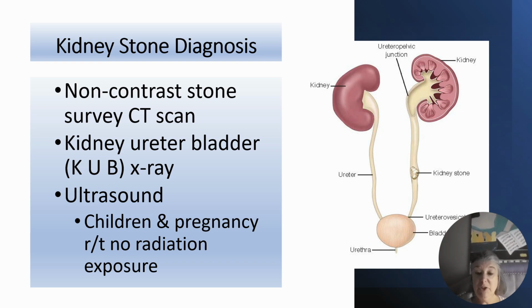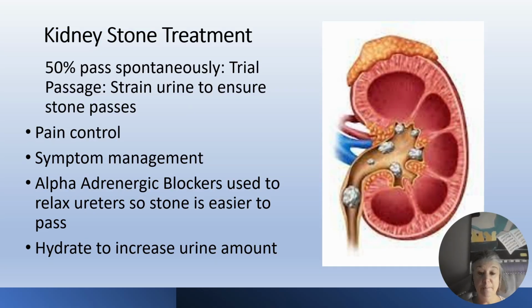Diagnosis: we're going to do a non-contrast CT. We're going to do our KUB again. That's the kidney, ureter, bladder x-ray. And then we might, on children or ladies who are pregnant, use an ultrasound simply because there's no radiation exposure.